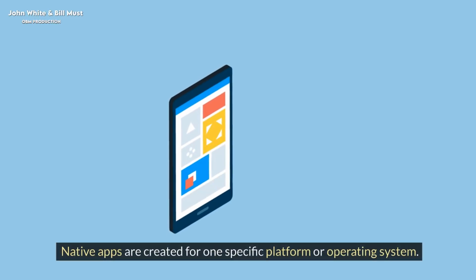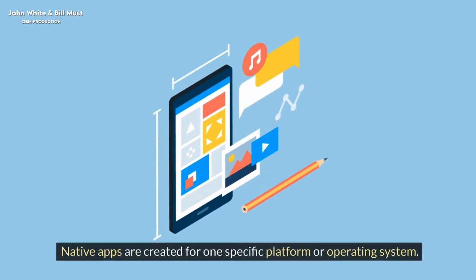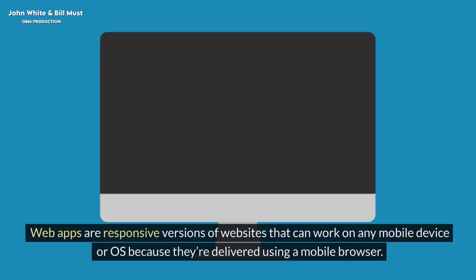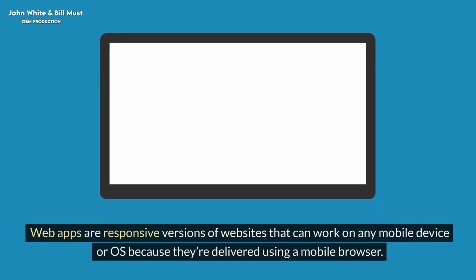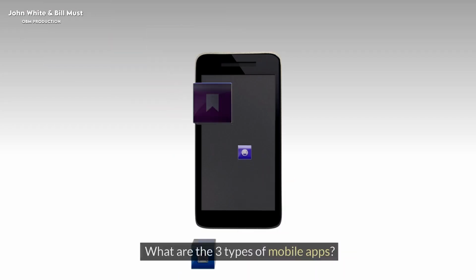Which type of app can run on all the mobile devices? Native apps are created for one specific platform or operating system. Web apps are responsive versions of websites that can work on any mobile device or OS because they're delivered using a mobile browser.